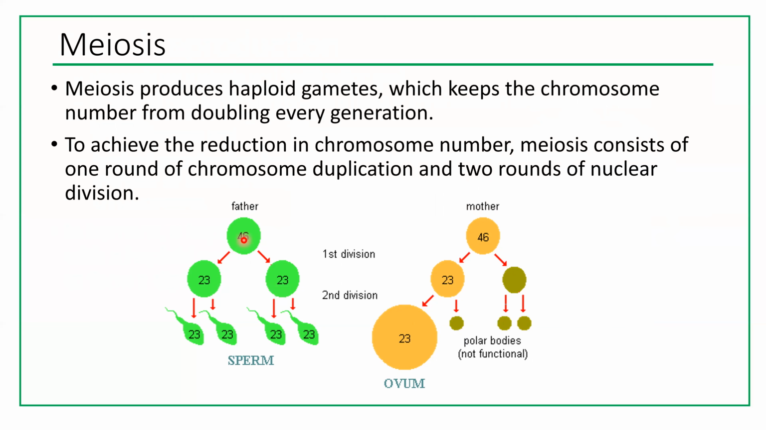So we go from 46 to 23, and then each one divides again to make 4 sperm, or 4 cells, if we're talking about ovum, but 3 of them will not be functional eggs. They will be what we call polar bodies, so non-functional cells, but still 4 cells.